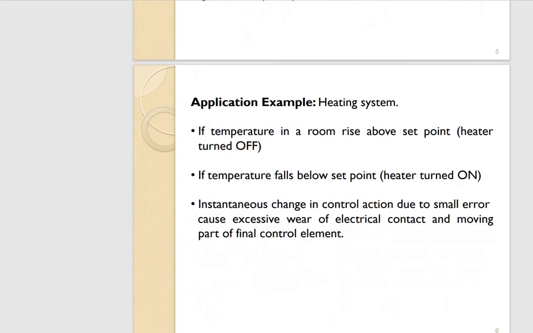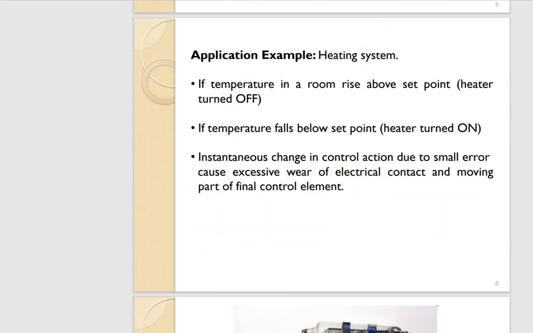Okay, so this is the application of the on-off controller, which is a heating system. If the temperature in a room rises above the set point, the heater will turn off so that the room temperature will go down and reach its set point. If the temperature falls below the set point, the heater is turned on in order to increase the temperature, achieving its set point.